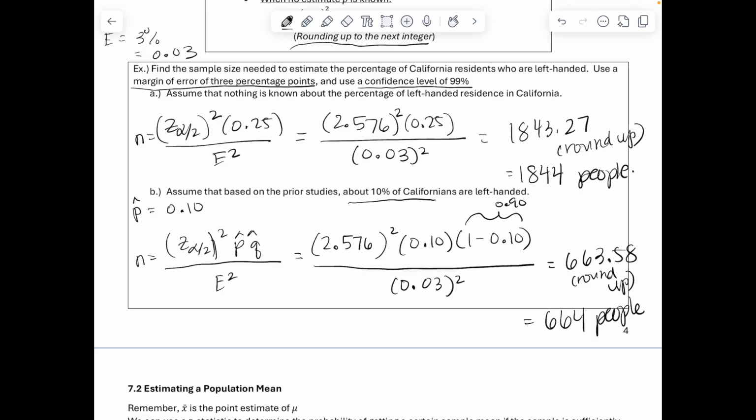So in part A, where we had no estimate, we needed to survey a lot more people to be that confident, to be 99% confident, whereas for part B, we had to survey fewer people. The reason why is because we had p hat, which means we already had collected information that we were able to use.